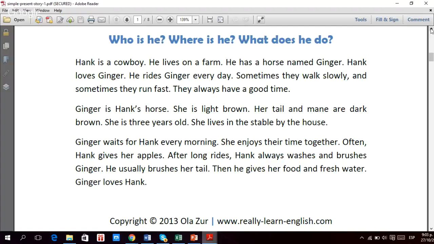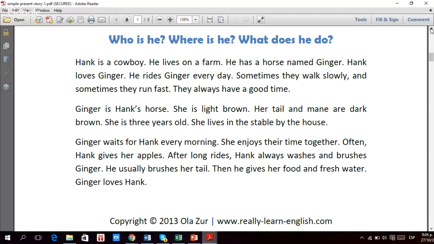After long rides, Hank always washes and brushes Ginger. He usually brushes her tail. Then he gives her food and fresh water. Ginger loves Hank.